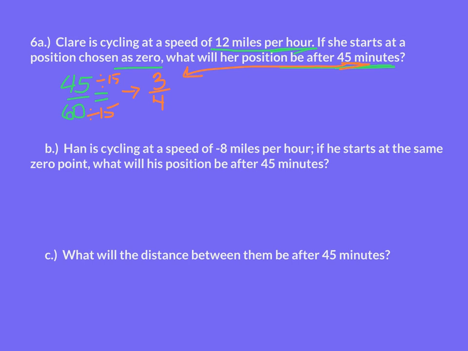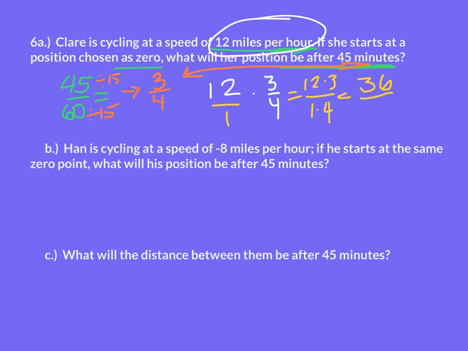So now we know that Claire is going 12 miles per hour for 3/4 of an hour. So I'm going to simply multiply my 12 times 3/4. I feel like we already did this earlier, but it's fine. Either way, we're going to put this over 1. I'm going to keep the top with the top and the bottom with the bottom. So it's 12 times 3 over 1 times 4. 12 times 3 is 36. 1 times 4 is 4. 36 divided by 4.